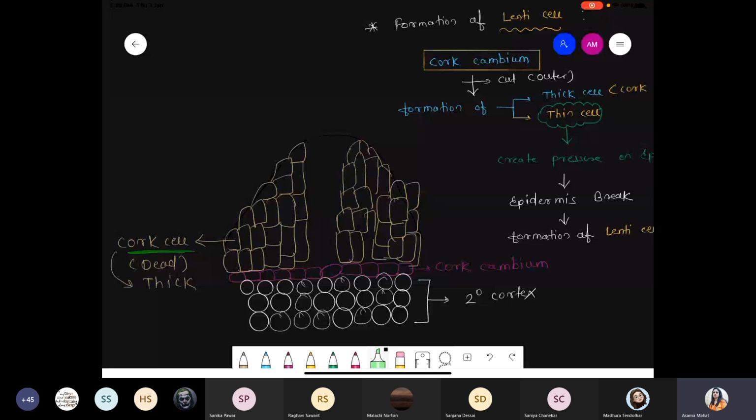Now we are talking about the thin cells which lie at the center. So they will be present here. Now there is a presence of some thin cells, this one, and now what happened? These thin cells exert pressure toward the outer side. So just see, now there is a presence of epidermis like this.